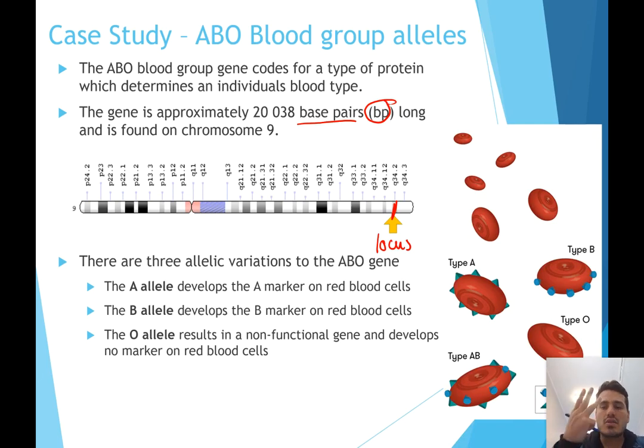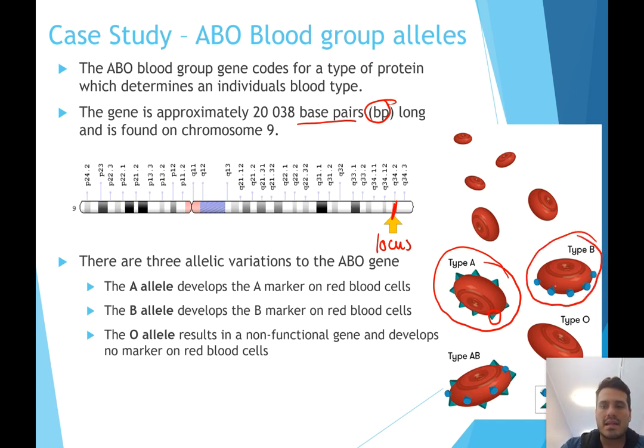Okay, so there are three allelic variations. There are three different alleles for the ABO gene. We have the A allele, the B allele, and the O allele. Pretty much what these decide is that if you have an A allele, you're going to have type A red blood cells. You have this marker, that's the A marker. If you have the B allele, you're going to have type B red blood cells, having the B marker. If you have the O allele, it actually means that you don't have a functional gene, you don't get that protein made, and so you have absolutely no markers.